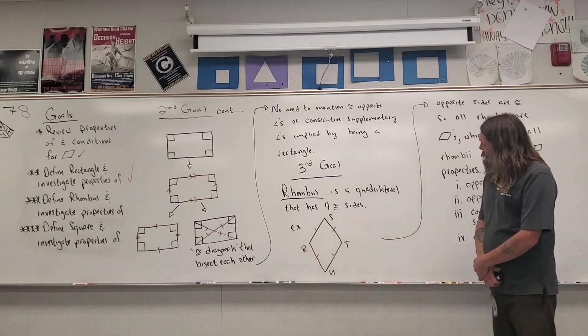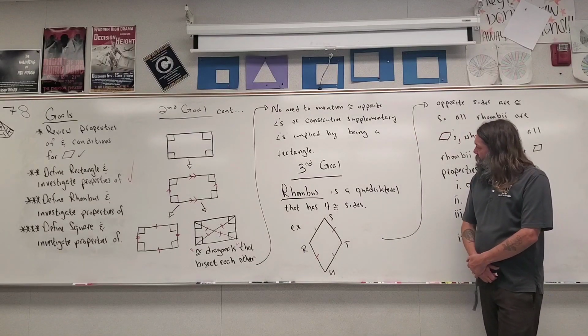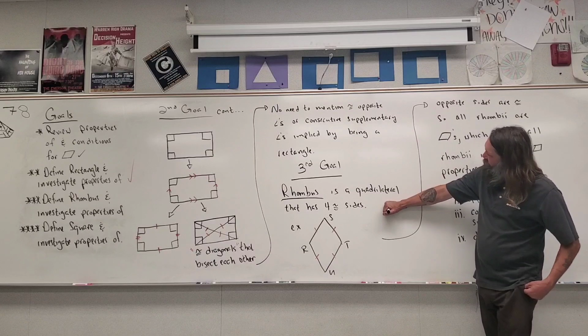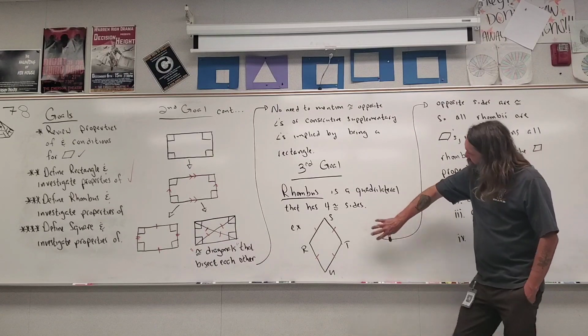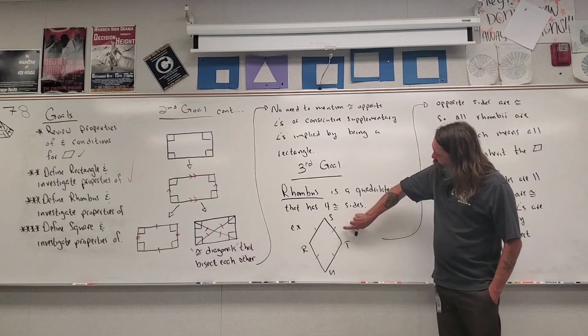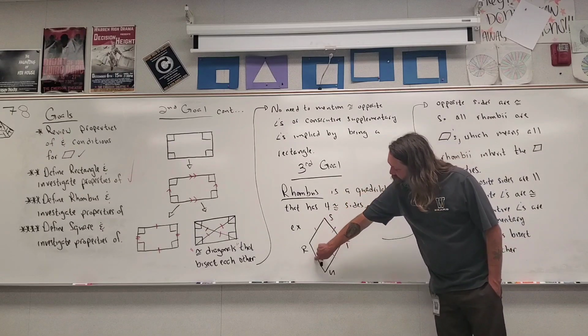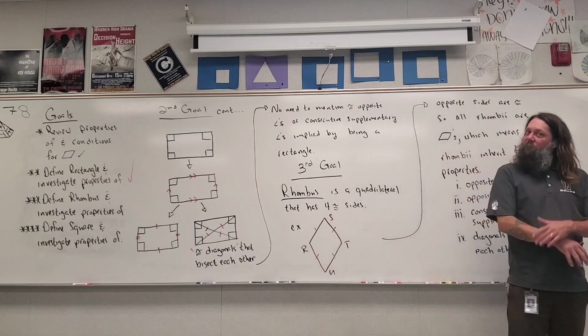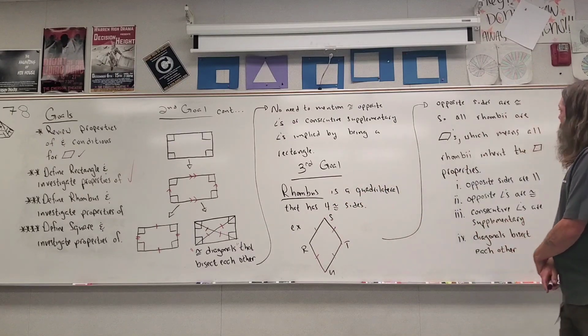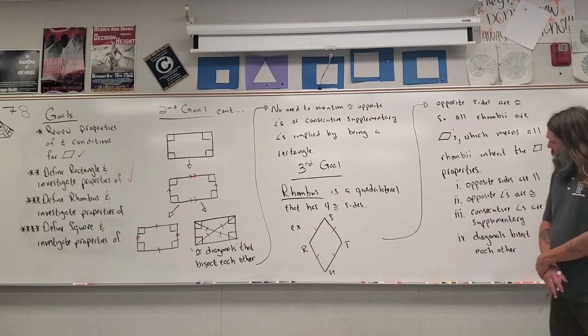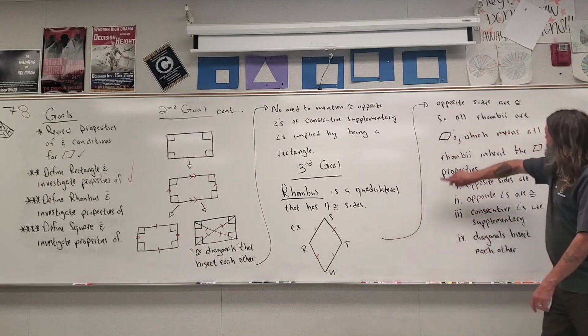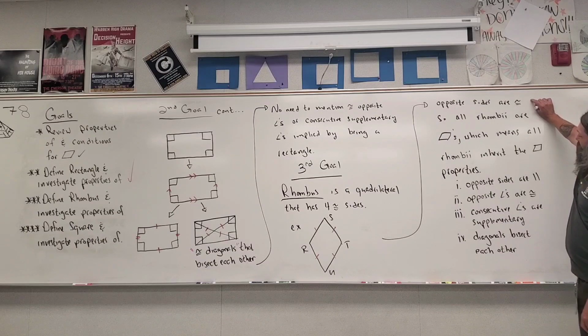A rhombus is a quadrilateral that has four congruent sides. Quadrilateral is a fancy way to say four-sided shape. Here's an example of a rhombus. It has four congruent sides. All sides are the same length. That's what it means to be a rhombus. Now, notice that in a rhombus, the opposite sides are congruent.